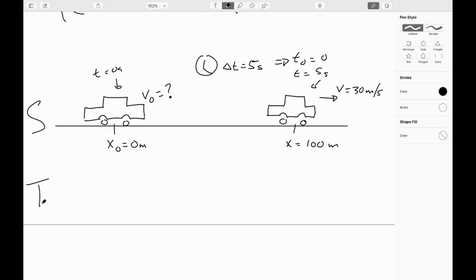So the trick here, in kinematics problems, is you can identify the missing variables. So let's figure out what's missing here. And by missing, I mean neither asked for nor given.